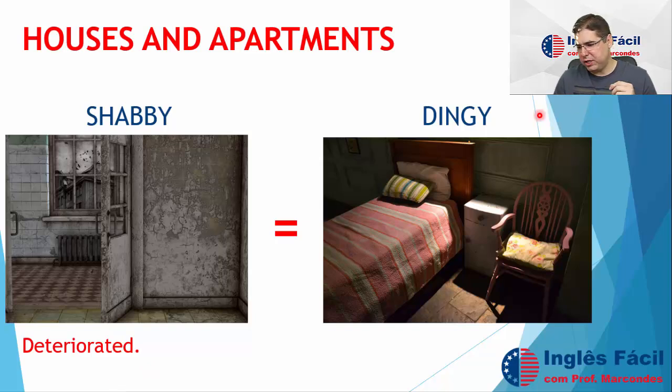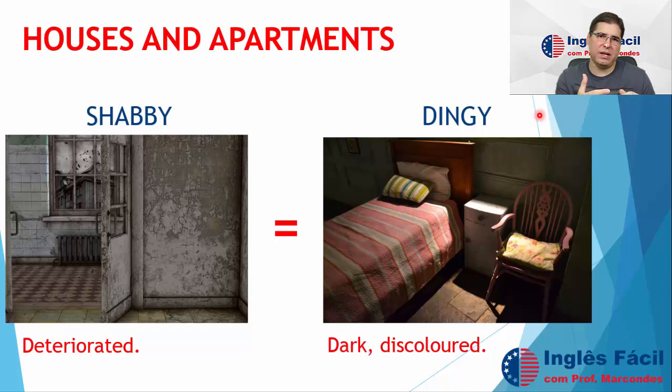And also dingy. Dingy is more like something which is dark, it is already discolored. Sometimes they can be used as synonyms, okay? Since shabby is something that is deteriorated and dingy can be something that is already discolored, so it is also deteriorated, okay? So it is possible to use them in some occasions as synonyms, okay? So dingy is more related to something dark, deteriorated, but also related to the color, right? It's already discolored, okay?